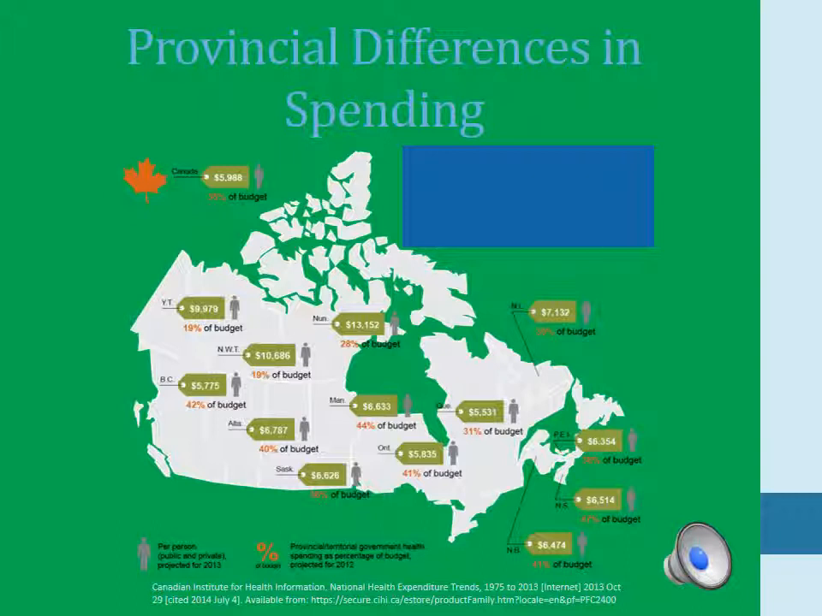This slide shows what the projected values were for budget spending on healthcare between provinces. You can see that the northern areas have more money per person spent on healthcare than the other areas of the country.